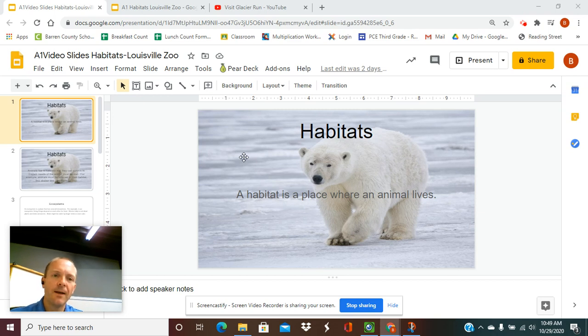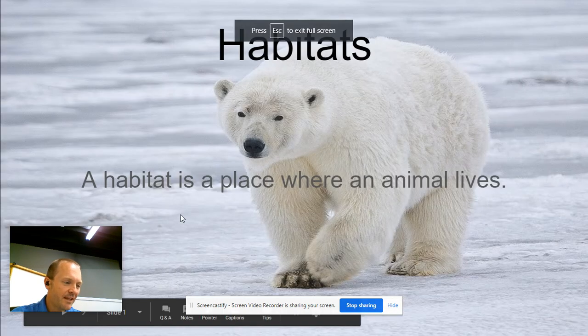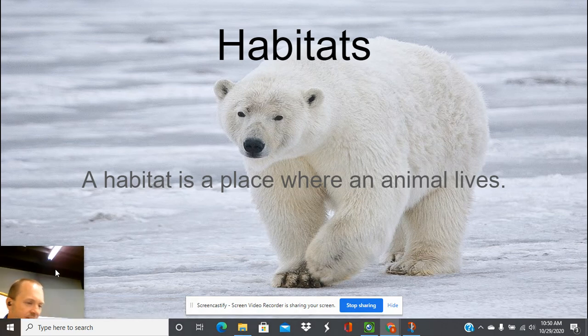So we're going to be looking at some polar bears. I love to study about polar bears, and so let's get started. I want to present my entire screen, and we're going to go through a slideshow. And so I want you to take a moment and just look at this polar bear. He's a big animal, and it says habitats.